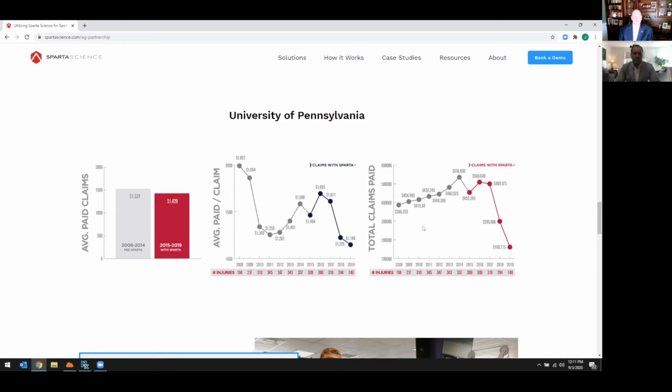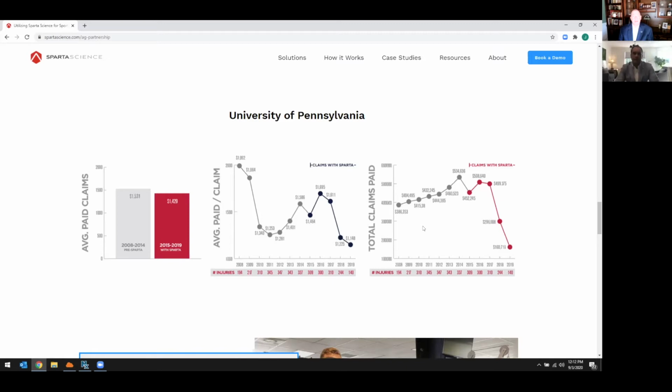As the implementation of Sparta Science gained more and more momentum, we saw more teams, more coaches, and therefore more student athletes really invested in Sparta Science and using it better and better. From our standpoint, from 2008 to 2014, which was before Sparta Science was introduced at all at the university, the average claim cost was $1,531. After we got Sparta implemented, and again there was a real transition in the implementation, the average claim cost across the 4 years went down to $1,429, so almost a $100 savings.